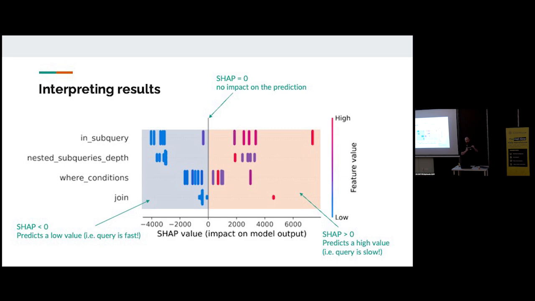Then what you have is understanding the chart. On the bottom, the x-axis, you can see the SHAP value. When the SHAP value is 0, it means that for that metric, for that query, the metric was not useful and did not add any impact on the prediction. When it's negative, it means that it allowed to reduce the KPI, the metric to predict. So here, it means that the query duration was small, so the query was fast. And when it's positive, it means that the query was slow.